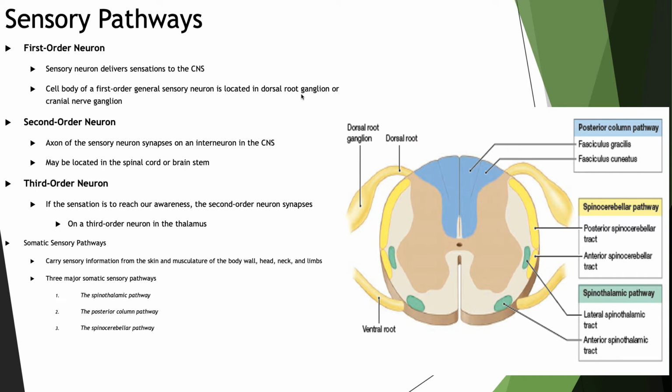So the axon of the third-order neuron then ascends without crossing back over and synapses on neurons of the primary sensory cortex of the cerebral hemisphere. And as a result, the right cerebral hemisphere receives sensory information from the left side of the body, and the left cerebral hemisphere receives sensations from the right side of the body.